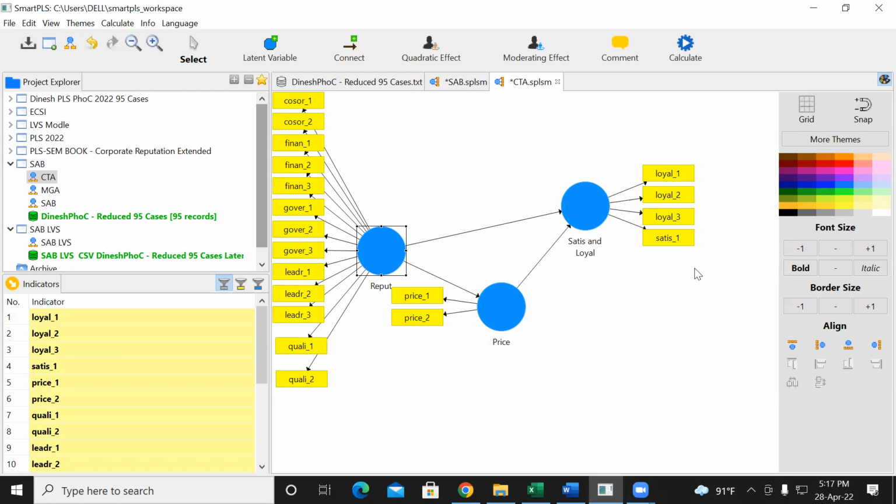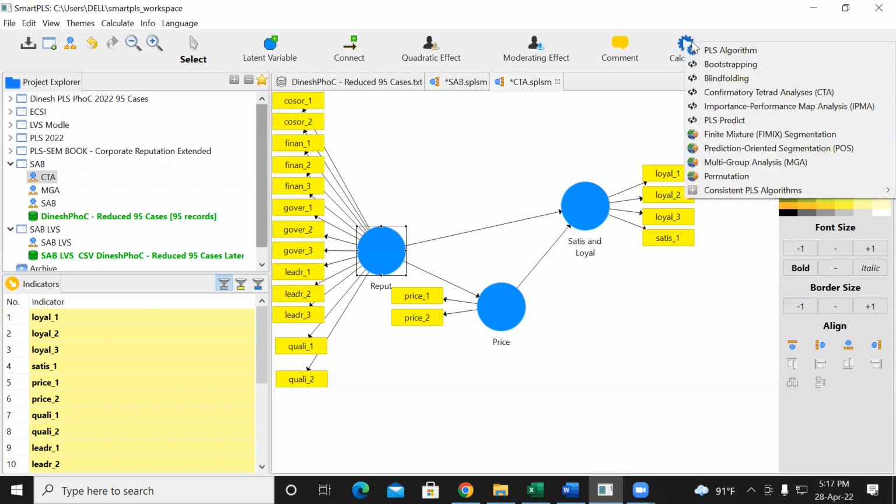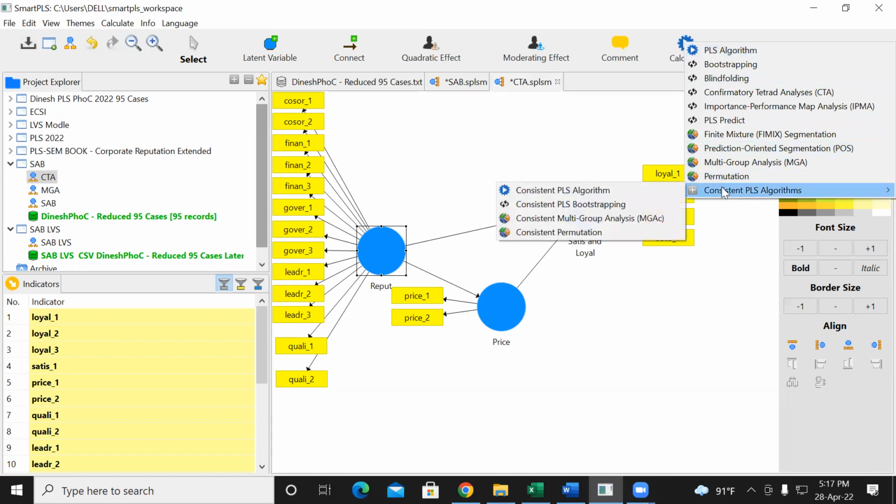Now, this is a scenario. Hope you are okay up to this point. Now I want to judge whether, confirm whether this is formative or reflective. I start with reflective. I do this one. I go to the PLS algorithm, more consistent. Can someone tell me? Now this is a reflective one.